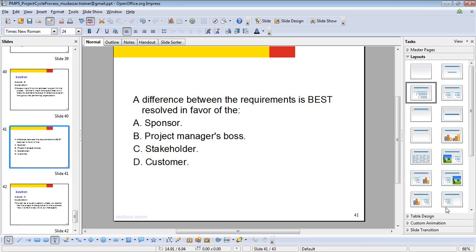Yeah, still the answer is D, because even if you're talking about the project, it's still going to end up talking about the customer.